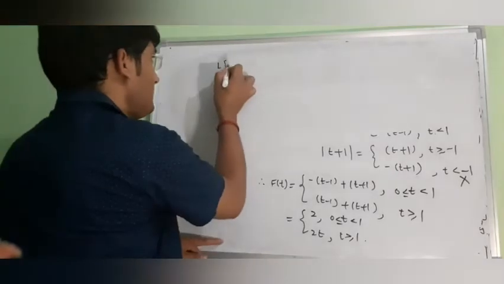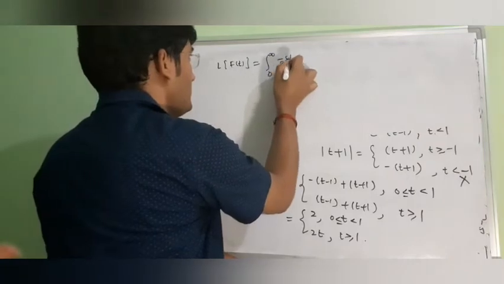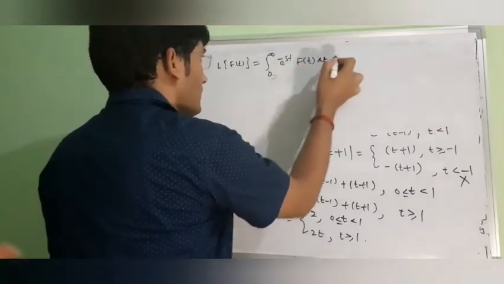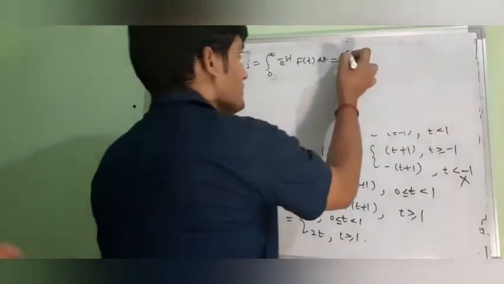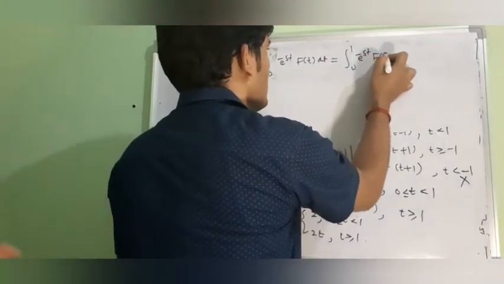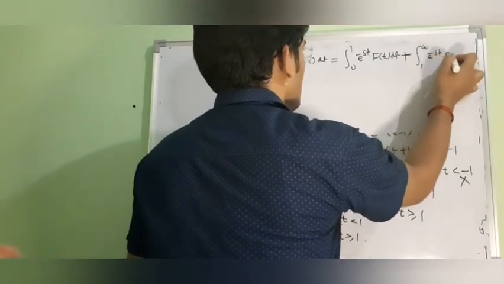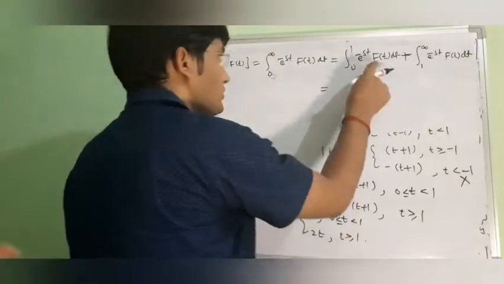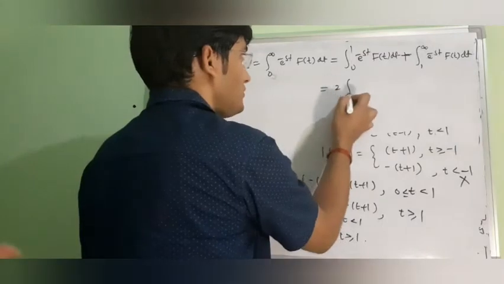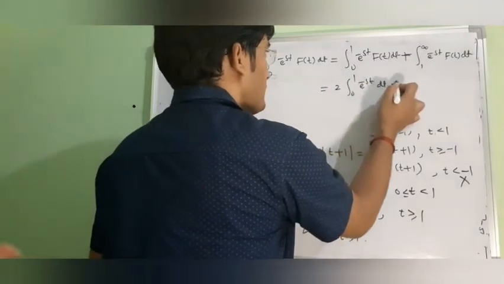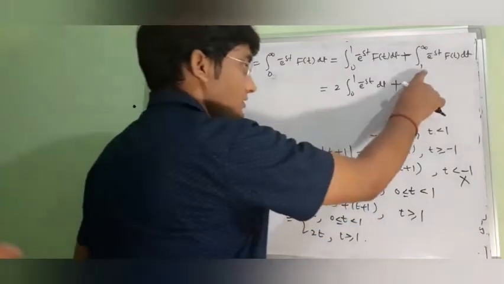So the Laplace of f(t) is equal to integral from 0 to infinity e to the power minus st f(t) dt. Using the definition of definite integral, we will break our integral from 0 to 1 and then 1 to infinity. When your t is between 0 to 1, our f(t) is 2. So this is your 2 times integral 0 to 1 e to the power minus st dt. When your t is greater than equal to 1, then your f(t) is 2t.